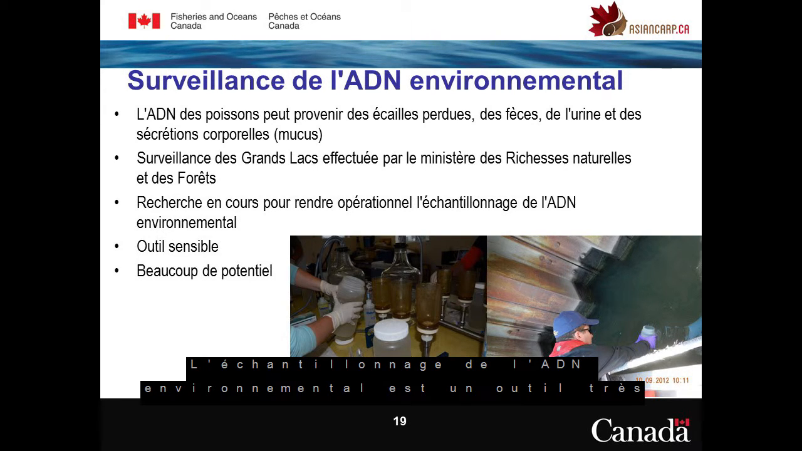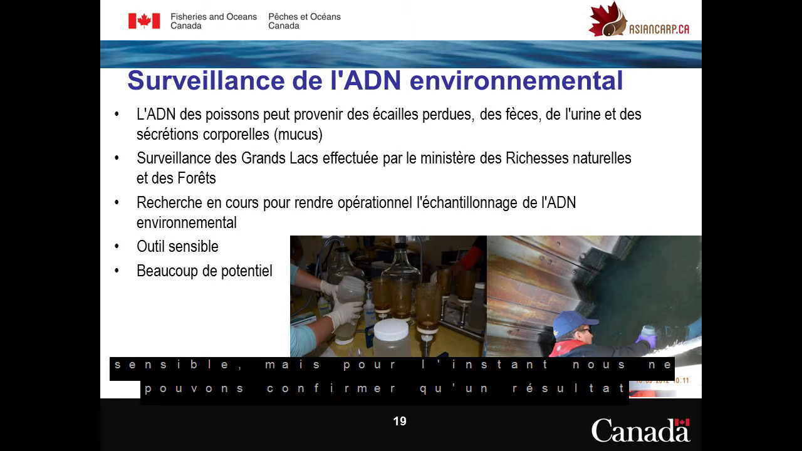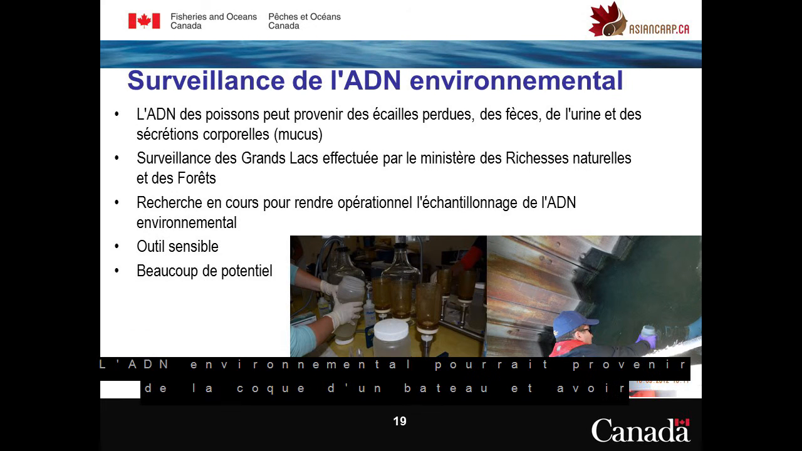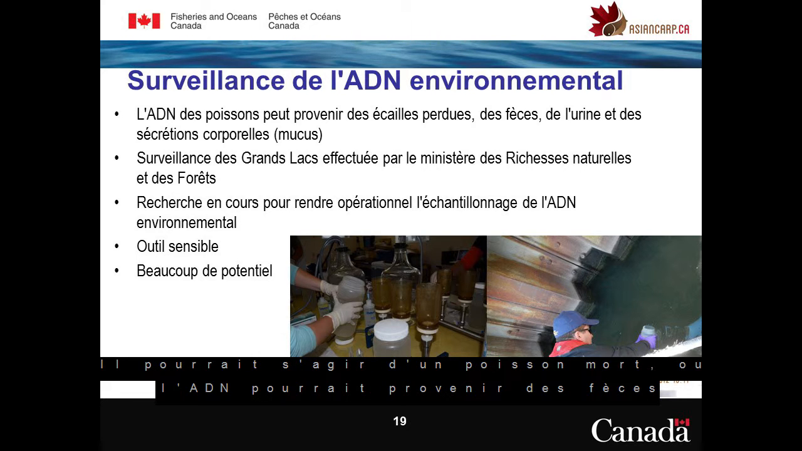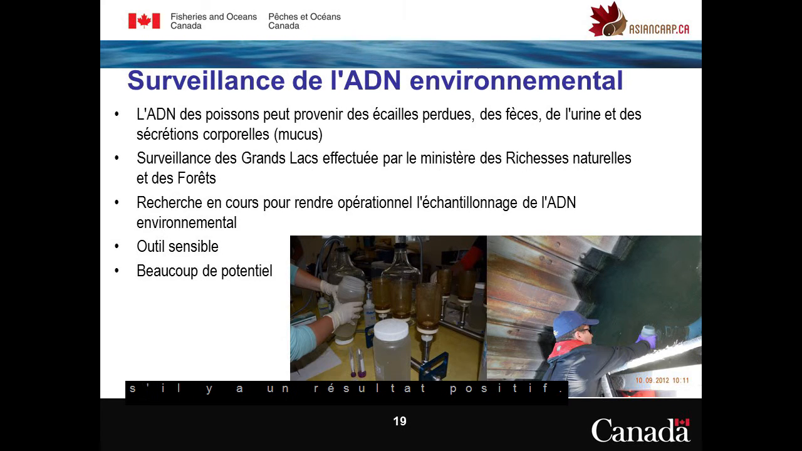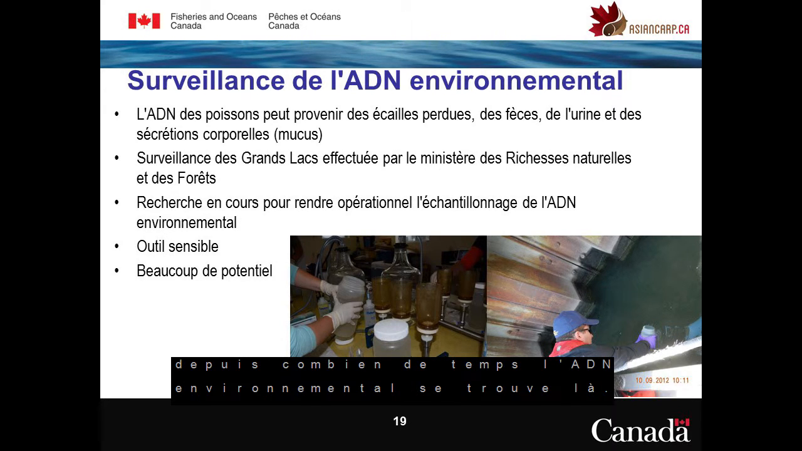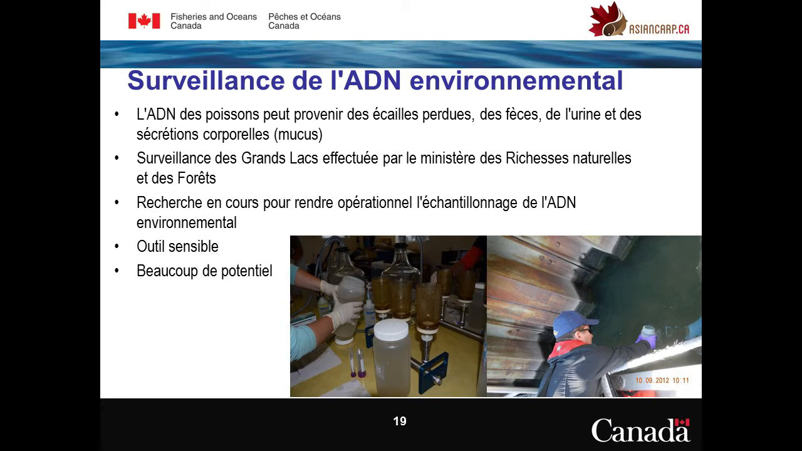eDNA sampling is a very sensitive tool, but at this point we cannot confirm whether a positive eDNA result means there's actually a live fish in the area. So the eDNA could be from a boat hull, transferred from an area where there are Asian carps, could be a dead fish, could be through bird feces. We can't really determine how many fish, if there's a positive, the age, the size of the fish, or how long the eDNA has been there.